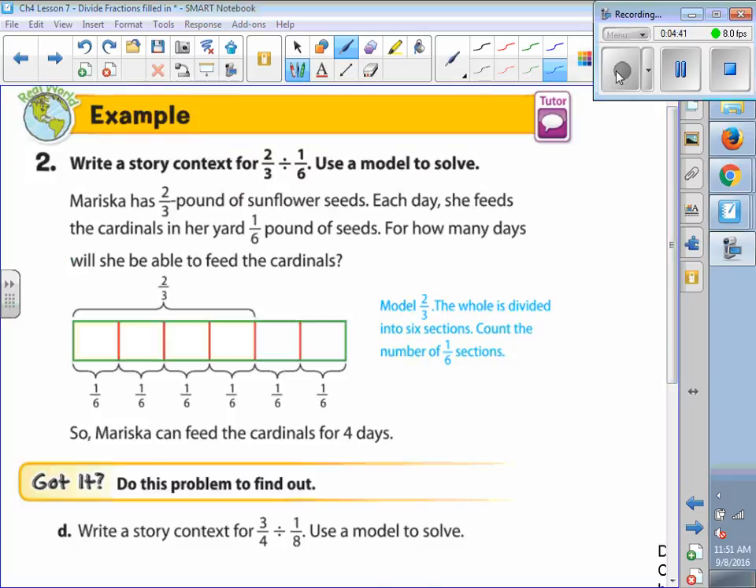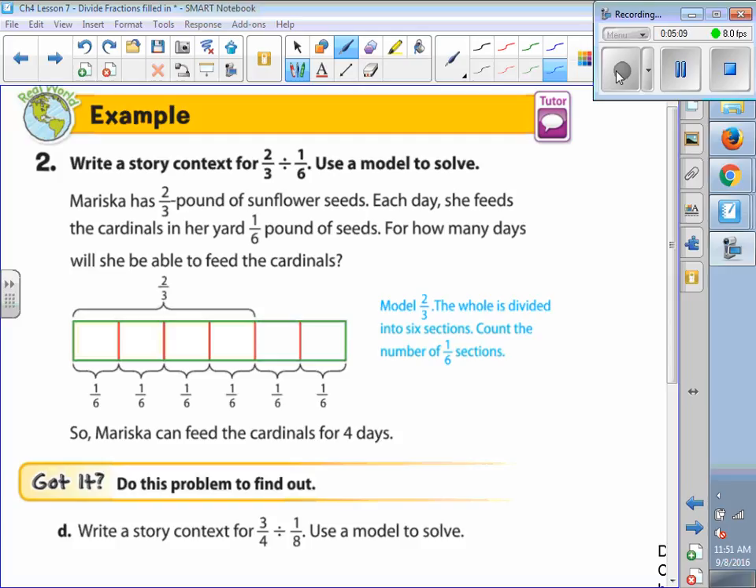Write a story context for 2/3 divided by 1/6. Use a model to solve. Mariska has 2/3 pounds of sunflower seeds. Each day, she feeds the cardinals in her yard 1/6 pounds of seeds. For how many days will she be able to feed the cardinals? So she has 2/3 of a pound of the seeds.